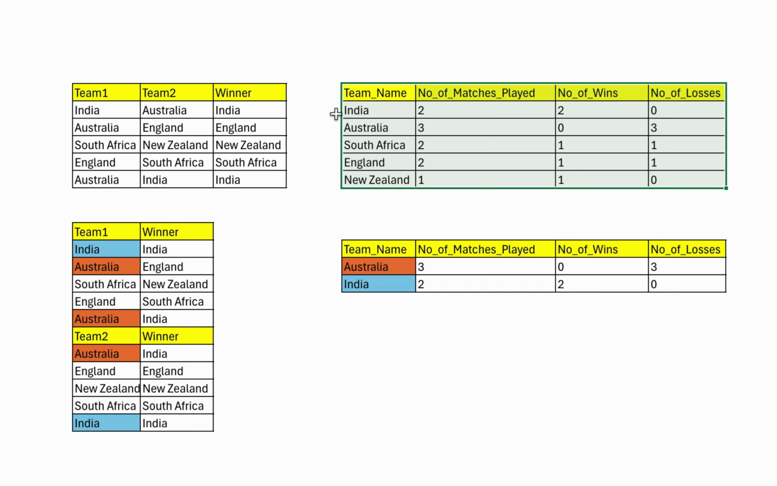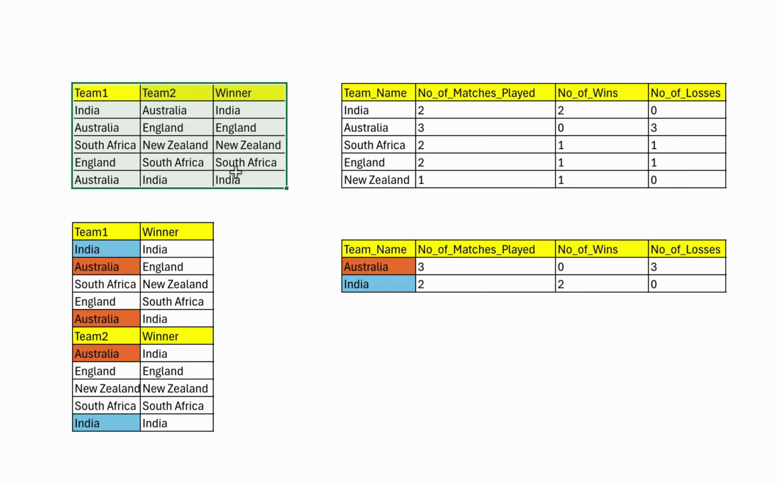For example, if you see, we have team name India, and India played a total of 2 matches. Out of that, India won 2 matches and India lost 0 matches. So we want to create this table from this first table. So let's see how we can solve this problem.